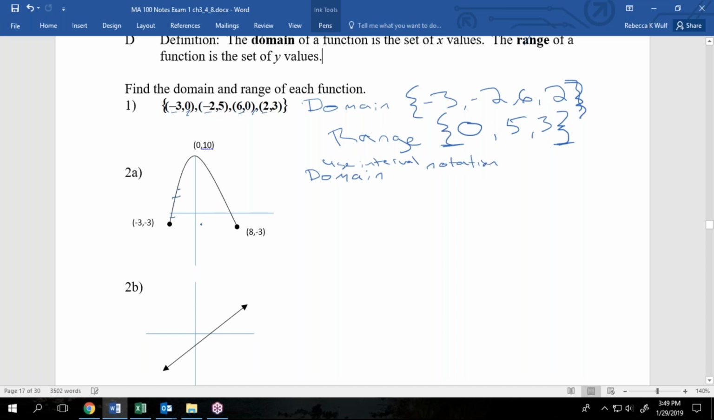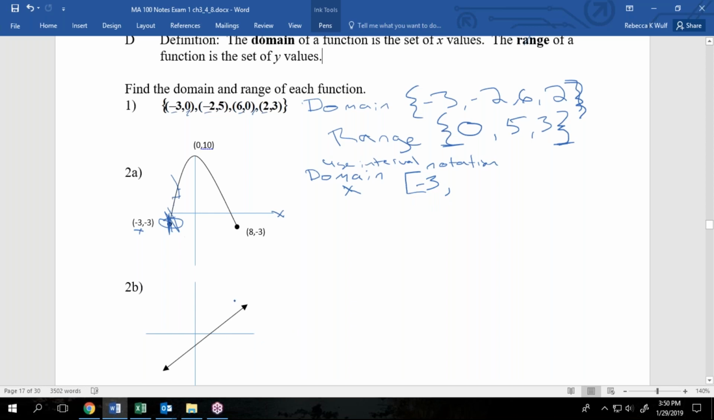Okay, so the domain, this is the x values, and think about where x is at on a graph. Here's our x-axis. The x value tells us how far left and how far right to go. The x value is the first value of an ordered pair. So for this graph, the farthest left it goes is -3. And I have a solid point at -3. So to show that I include the -3, I use a square bracket.